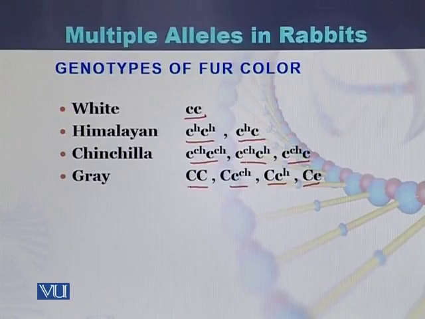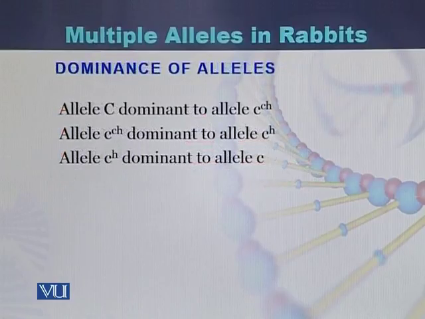Gray when there is the capital or dominant allele. C is the dominant allele. When there is a C dominant allele, the color of the rabbit will be gray. Here we can conclude the dominance of the alleles. Allele C is dominant over the allele CH. C is for the agouti color. Agouti color is dominant over the chinchilla color. So this is for the agouti color and this is for the chinchilla color.